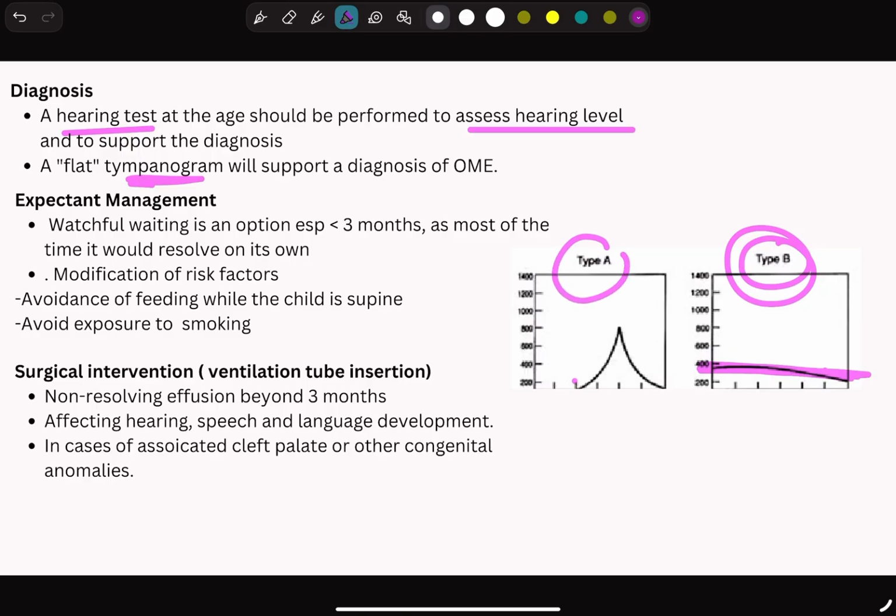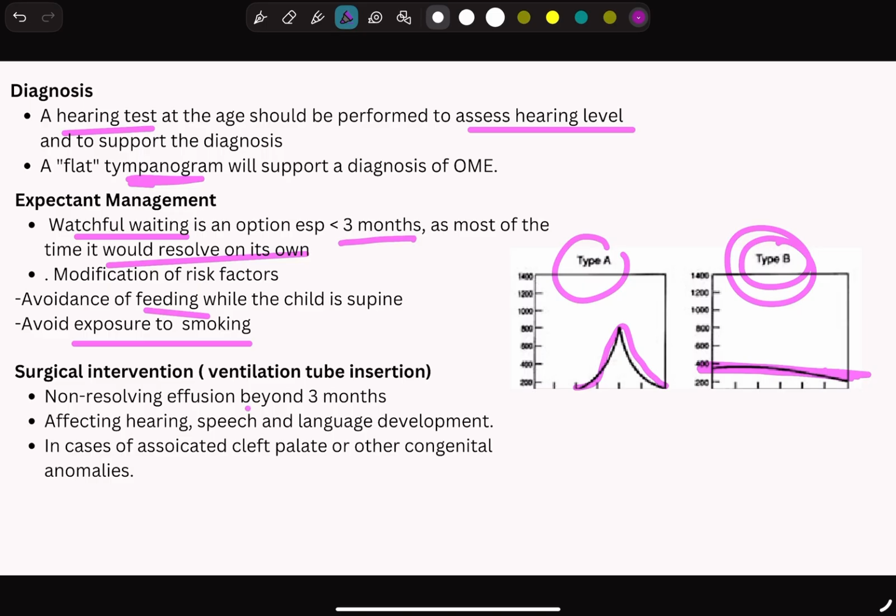Type A is normal, so it has some nice peak there. So for the management, if the history is less than 3 months, we would just observe, so watchful waiting, and most of the time it will resolve on its own. So we would advise them to avoid exposing the kid to smoking. If they're feeling worse, then we advise them against that. So try to reduce or modify the risk factors.